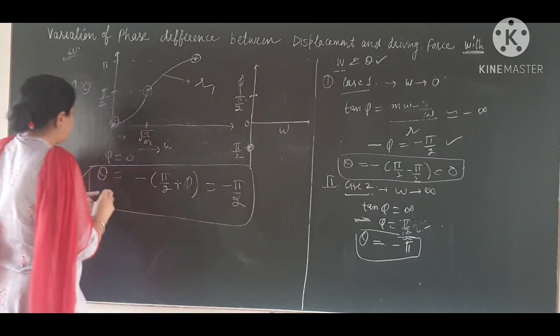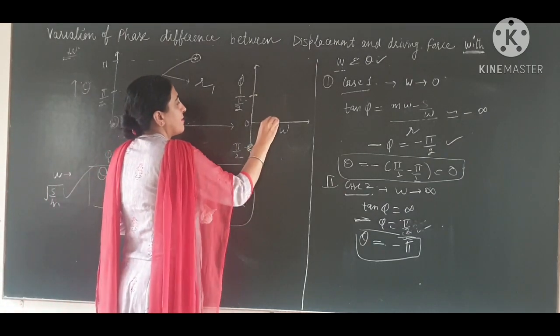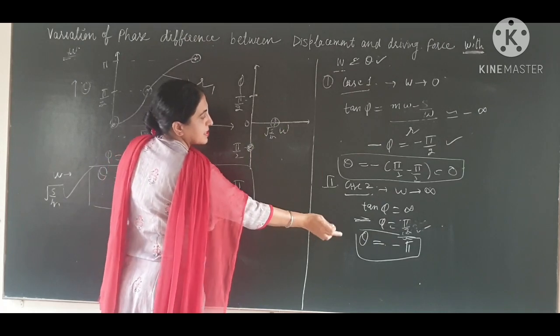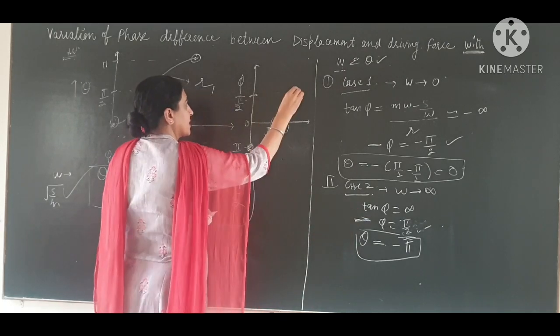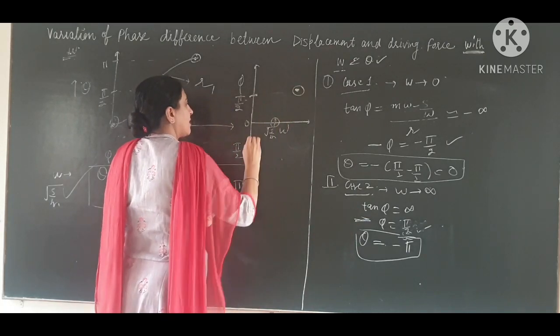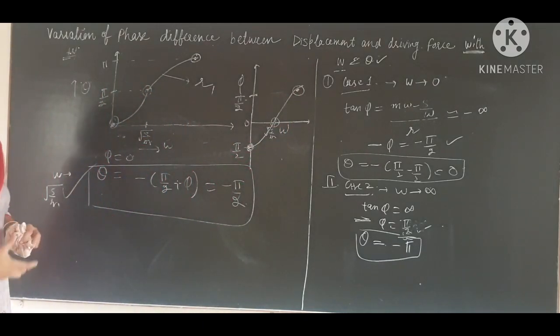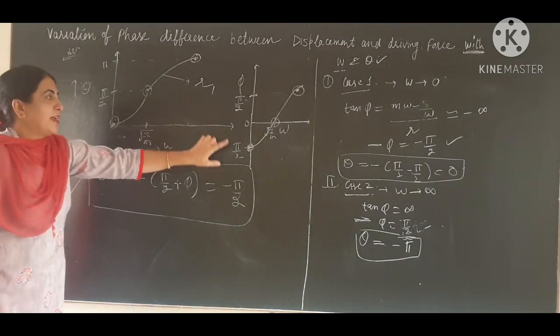When omega is equal to 0, the point is this. When omega is under root s over m, phi is 0. And when omega is infinity, phi is pi by 2. So this graph is also not a straight line. So these are the graphs between omega and theta, and omega and phi.